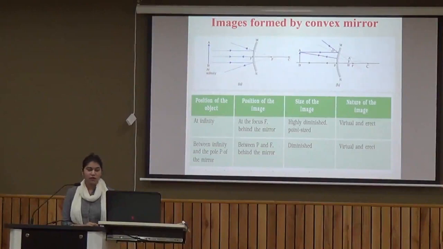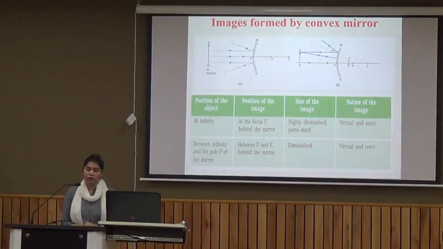So this is the first ray diagram where the object is at infinity, the image is formed at the focus and the focus is situated behind the mirror. And what is the size of the image? The size of the image is highly diminished, its point size, and the nature of the image is virtual and erect. The second one is the position of the object is between infinity and the pole.